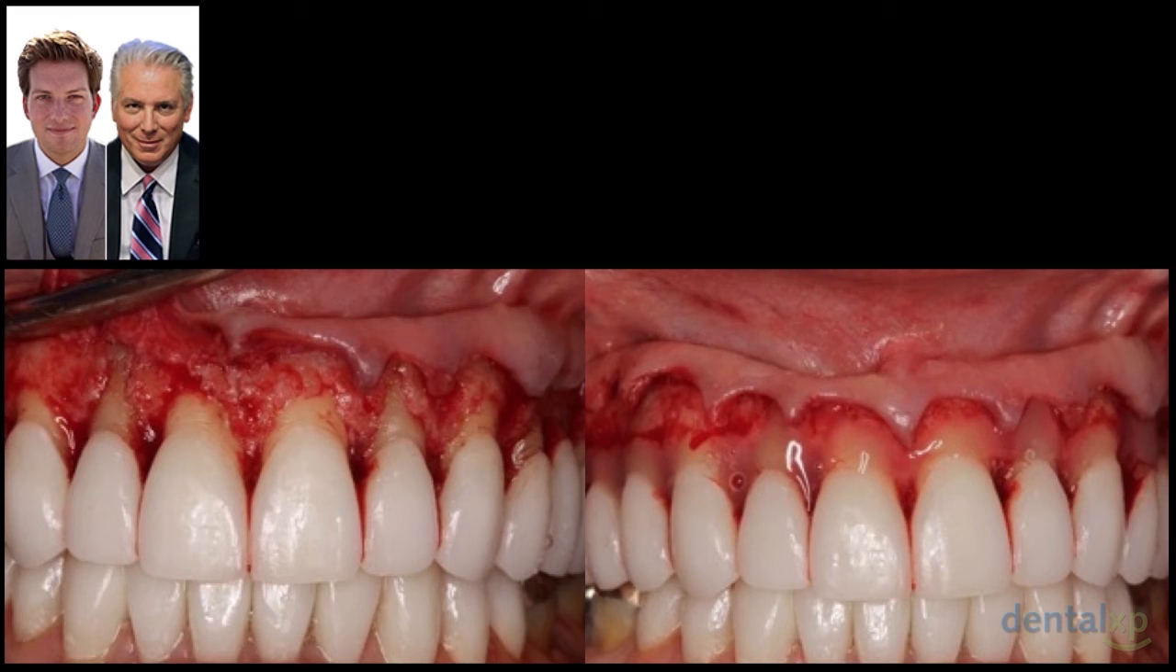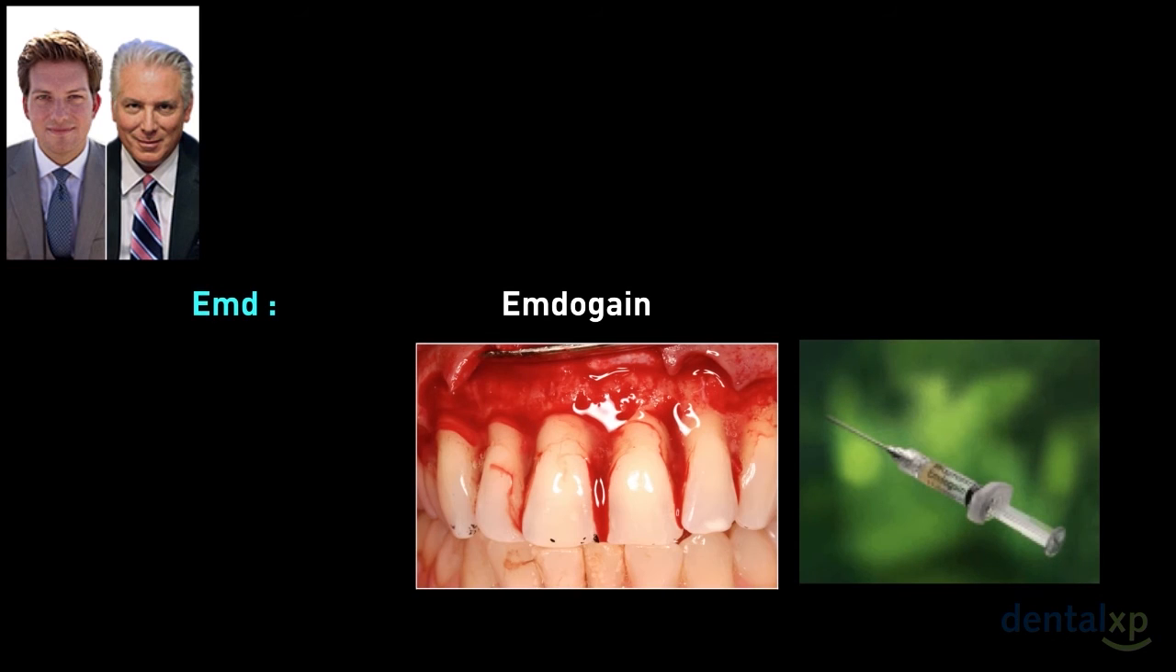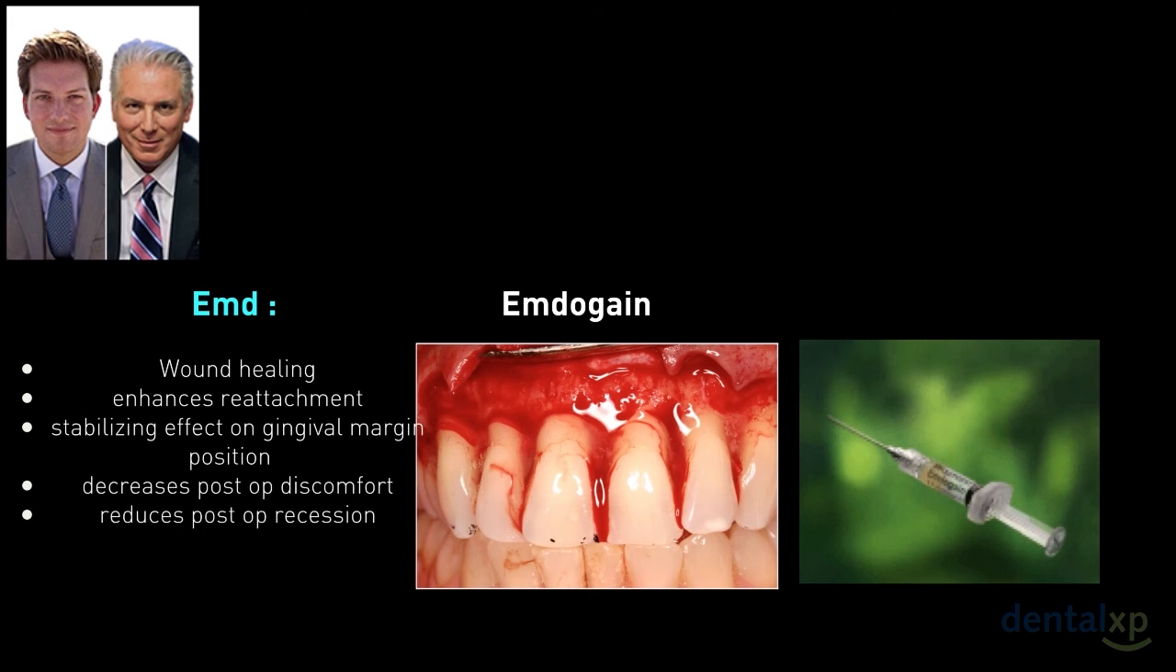One of the ways in which we're going to try to get a very stable gingival margin is by using enamel matrix derivative in this case. So I've been using enamel matrix derivative on my aesthetic crown lengthening cases to help prevent recession and to enhance our wound healing in these cases. So we're using Emdogain, which is enamel matrix derivative. It will enhance wound healing.